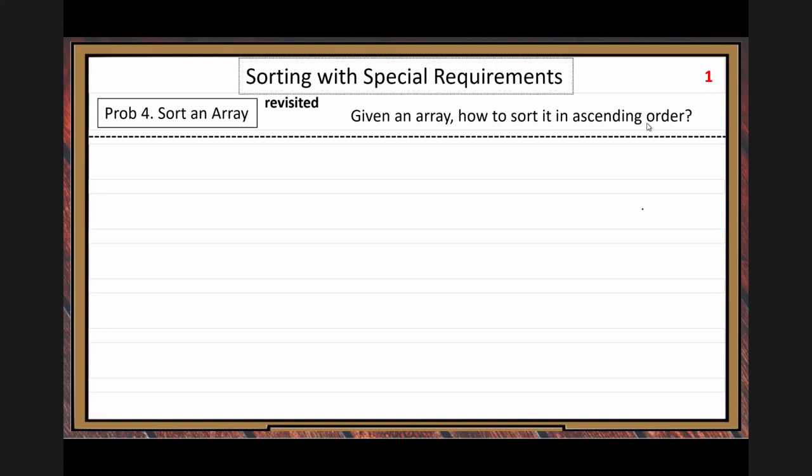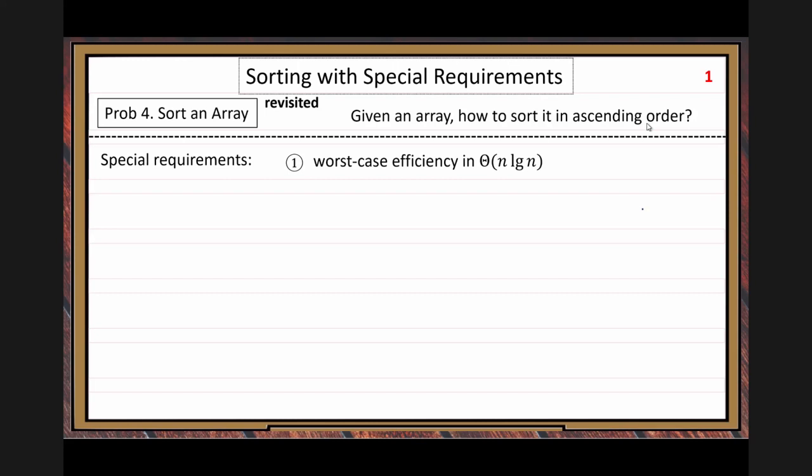Look at the title here, Sorting with Special Requirements. This time, it's not for general sorting. We want to consider some special requirements. In real world applications, sometimes you have many special requirements you need to consider. When you consider those special requirements, the best sorting algorithm could be different. So let's look at what kind of special requirements we need to consider here.